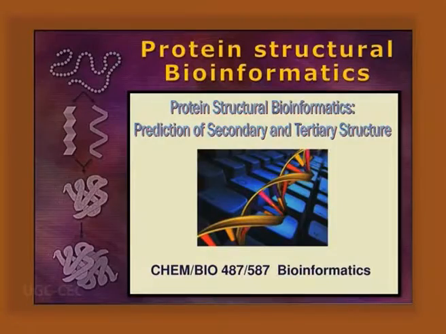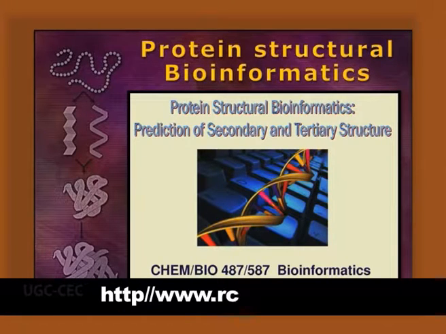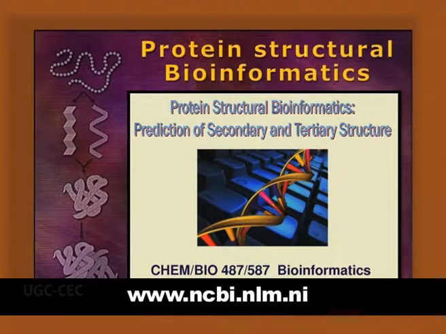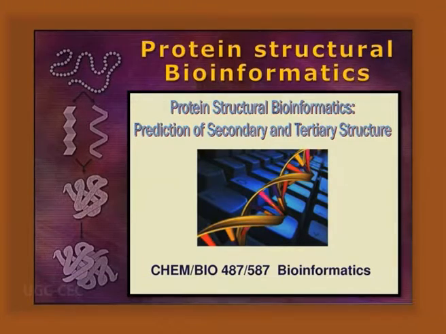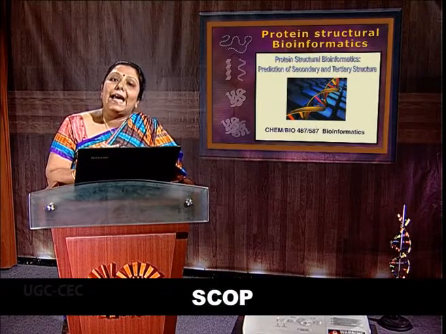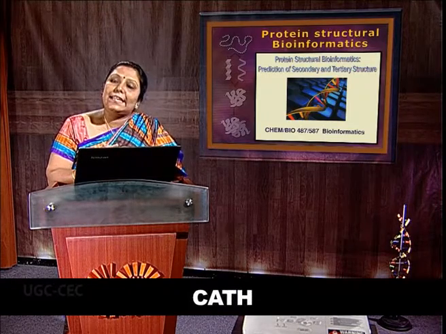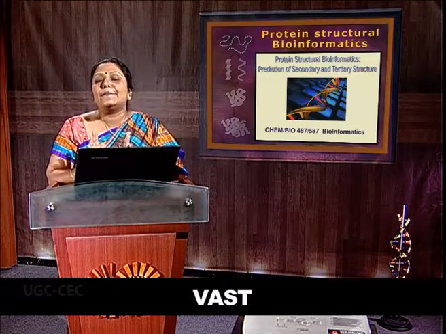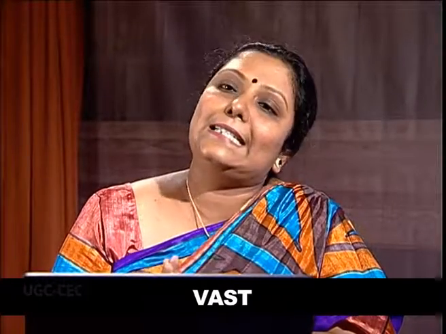Protein structural bioinformatics. The protein structure can be known from a specific site, the Protein Data Bank, rcsb.org/pdb. We know protein modeling by means of ncbi.nlm.nih.gov. Protein structural classification can be known by SCOP, as well as CATH and VAST. Different types of software and bioinformatic databases are there.